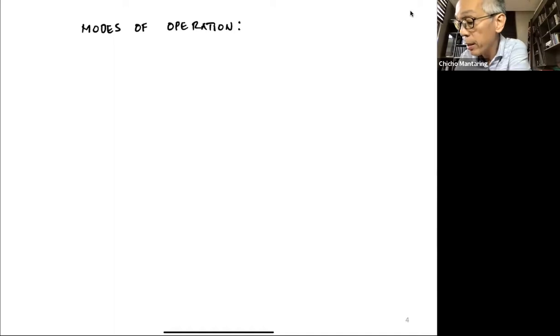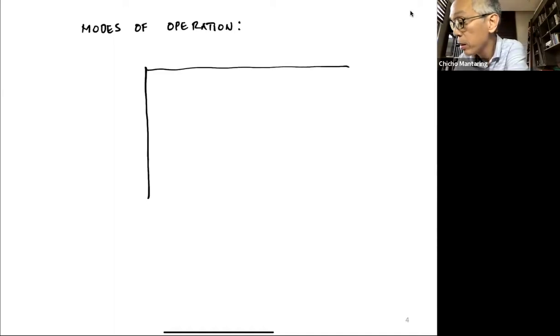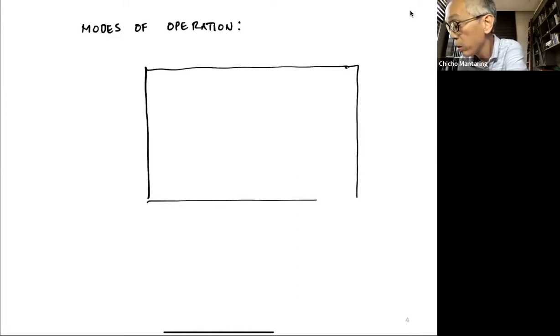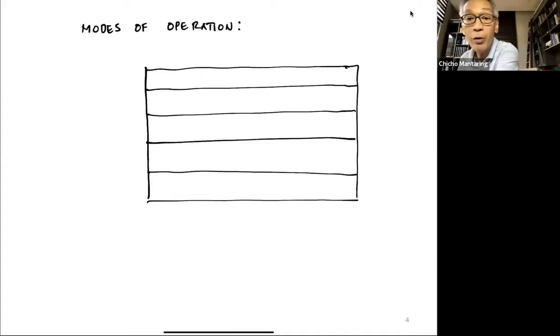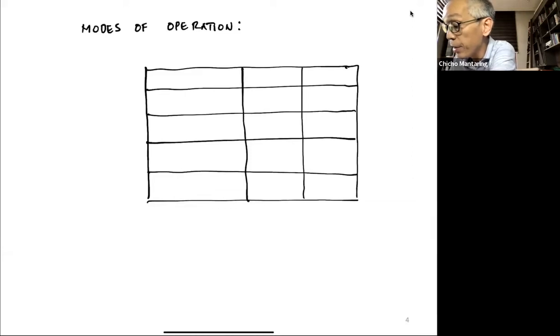So let me just draw a table here. Your mode of operation will depend on whether your junctions, that is your collector-base and your emitter-base junctions, are forward biased or reverse biased. So this is, let's say, your emitter-base junction, and this is your collector-base junction. We have a particular mode of operation. So let me see if you recall. This is still EEE 123.